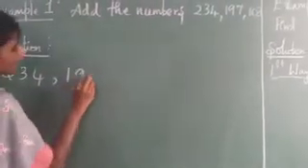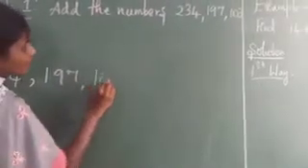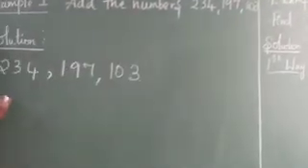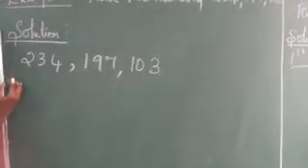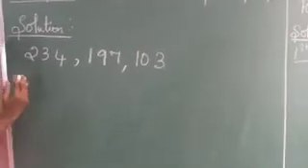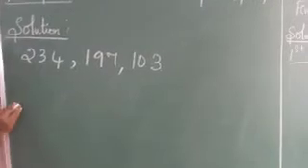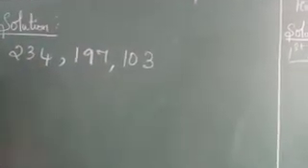This is simple, you know addition already, but here by using properties of the whole numbers, we shall add these three numbers. So first write the numbers given: 234, 197 and 103. So what are the properties we discussed yesterday? Closure property, commutative property, associative property. So see which property we can apply.